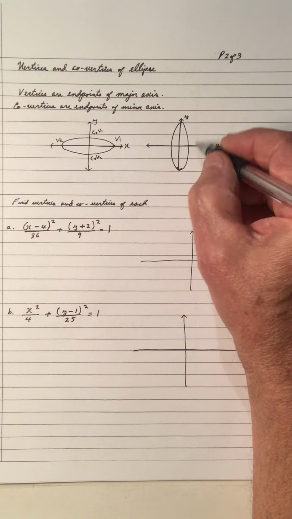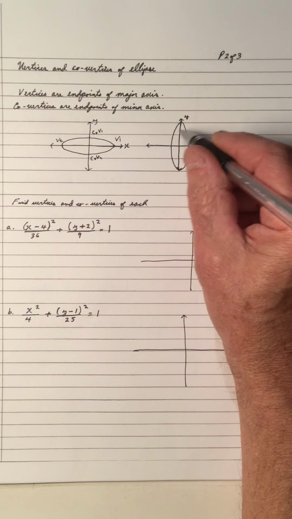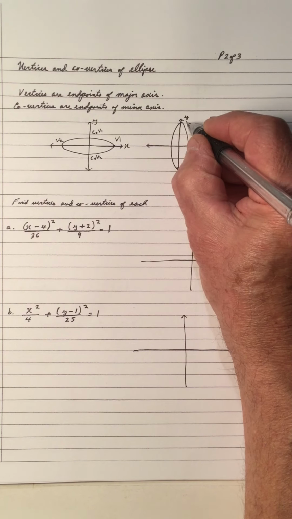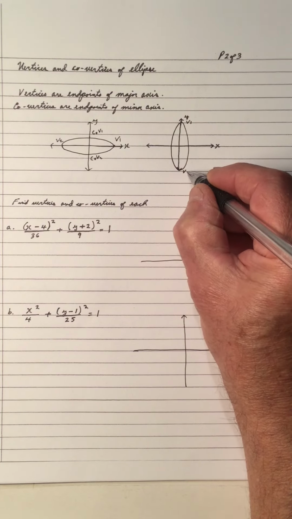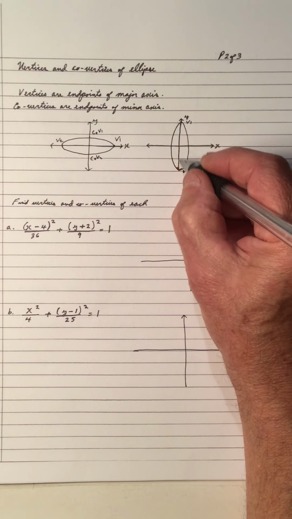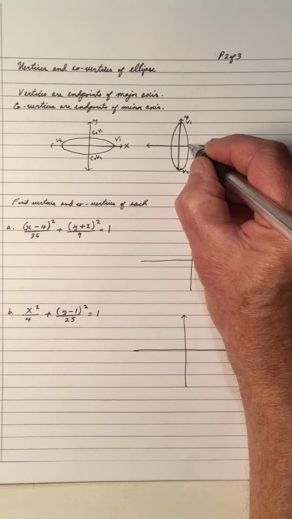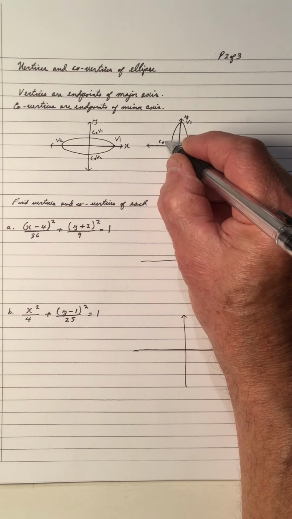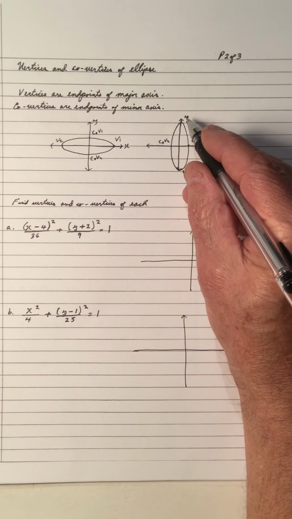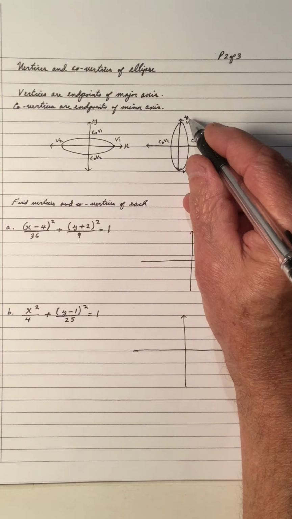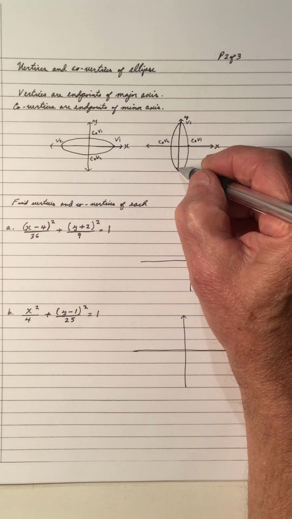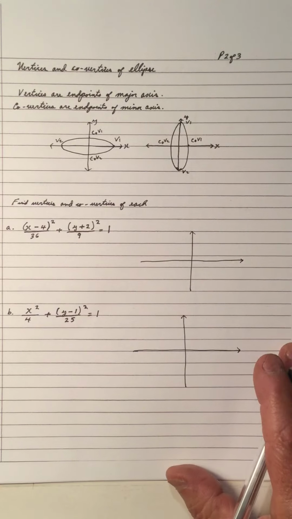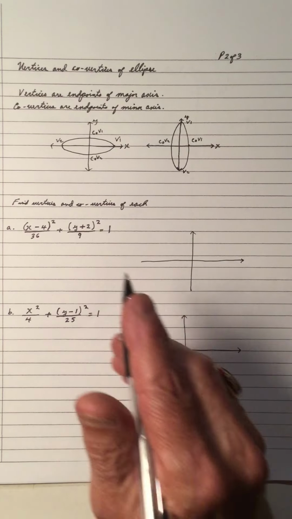And in this graph here, the major axis is the vertical, so this is V1, V2. Vertices are at the end of the major on the vertical, and this one is co-vertex 1 and co-vertex 2. Now it doesn't make any difference which one you call 1 and 2 vertices. It's just that the vertices are at the endpoint of the major and the co-vertices are at the endpoint of the minor. Find the vertices and the co-vertices of each.